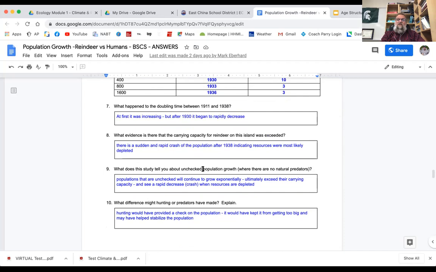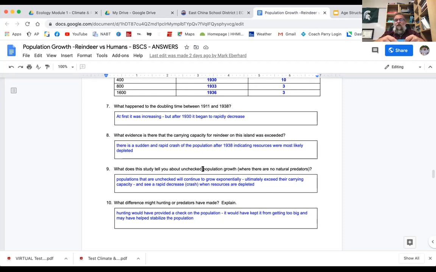What does it tell us about unchecked populations? Every population we study shows the same pattern. If a population is unchecked, you take away the normal controls, they're going to grow exponentially. They're going to exceed their carrying capacity. And as a result, they're going to deplete the resources and crash. We see this pattern over and over and over again. No checks. We grow exponentially. We exceed carrying capacity. Resources collapse. The population crashes.